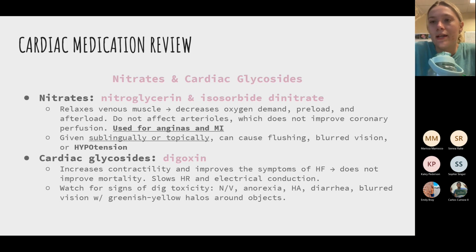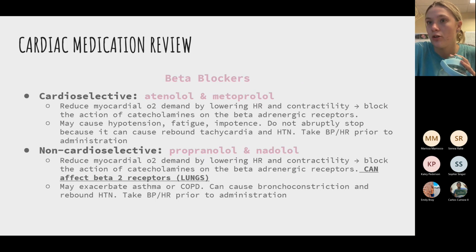So, cardiac glycosides, digoxin, this is a drug of choice for heart failure. Just keep in mind, digoxin has a very narrow therapeutic window of about 2. So if we have dig toxicity and we have elevated levels of digoxin in the blood, these patients will see some weird halos and might be hallucinating a little bit.